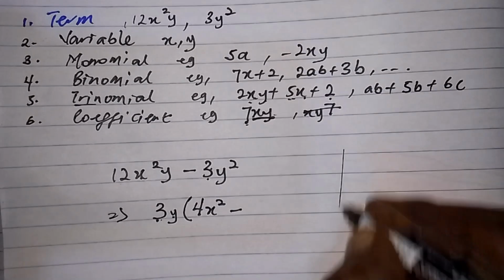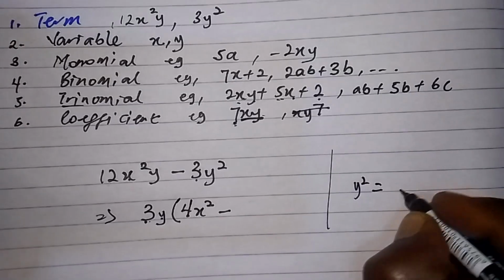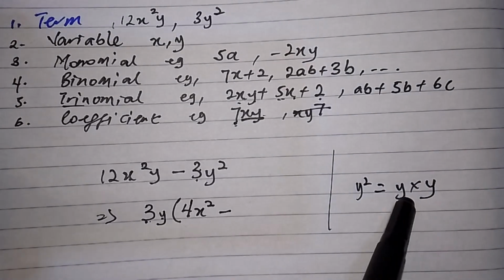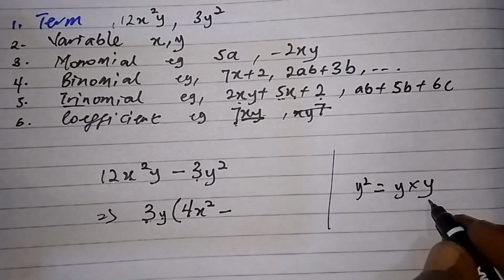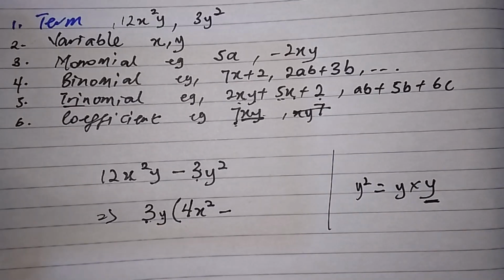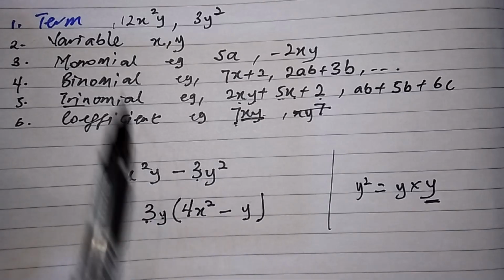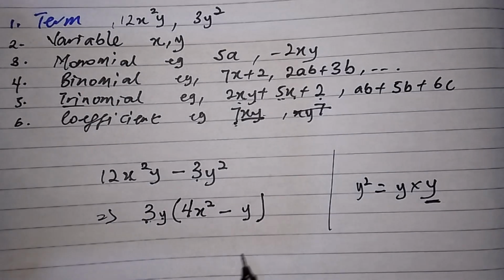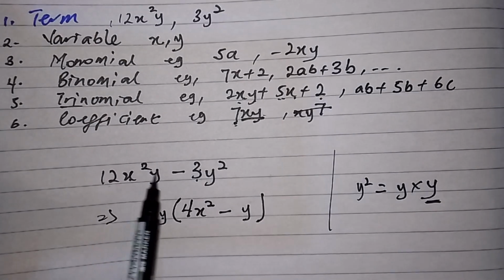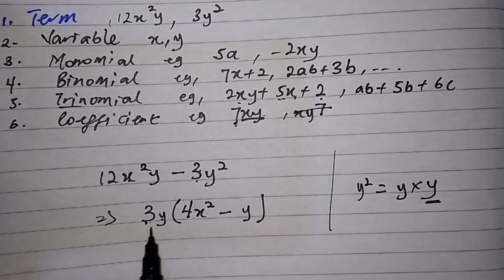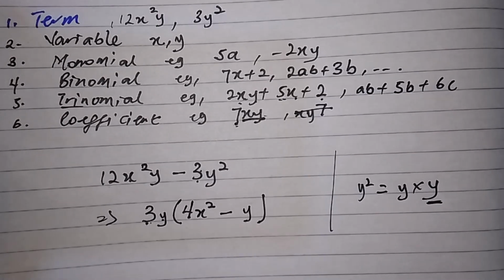Now bear in mind that y squared simply means y multiplied by y. So if I have one y taken out here, remember it is left with one y over here. So I have y, which gives us the answer to our question. 12x squared y minus 3y squared is factorized to give us 3y out, into bracket, 4x squared minus y. I hope you got this one.